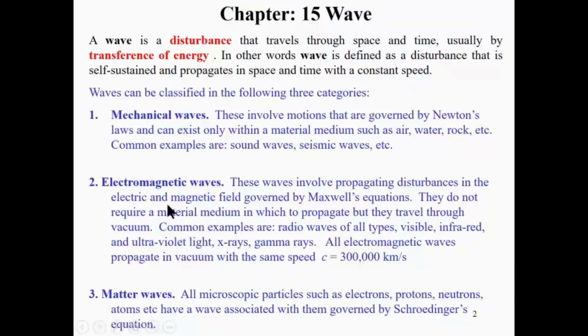And basically, there are three basic types of waves: mechanical waves, electromagnetic waves, which are light and radio waves, and matter waves, which are the subatomic particles like electrons and protons. They can behave as a wave, and sometimes they're particles. So these are called matter waves. But in this chapter, we'll basically be dealing with the mechanical waves because we're doing the mechanics.